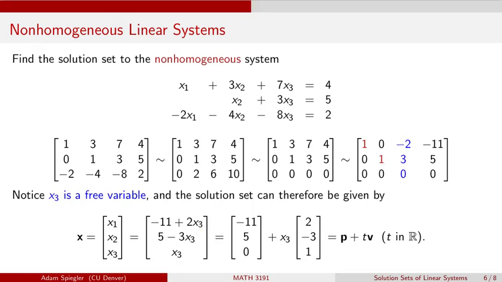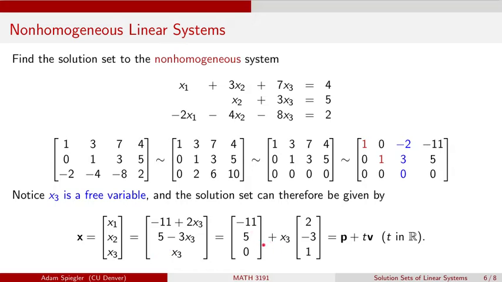I can solve for x2: I would have 5 minus 3x3, and then x3 is free. So I can write this as a sum of two vectors, the first being the vector of constants. I have minus 11 as the constant in the first entry, 5 as the constant in the equation for x2, and for x3 we put a 0 as a placeholder because there's no constant down here.